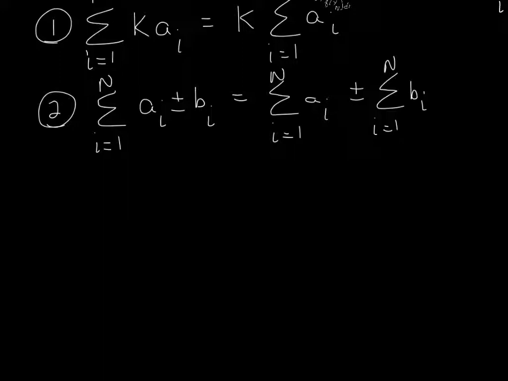The first one, if we're going from i equals 1 to n of some constant. So these 4 formulas that we're looking at only work when we start with i equals 1. If we start with i equals 2 or i equals 0, you can't use these formulas. But this is just equal to the constant times whatever n is.